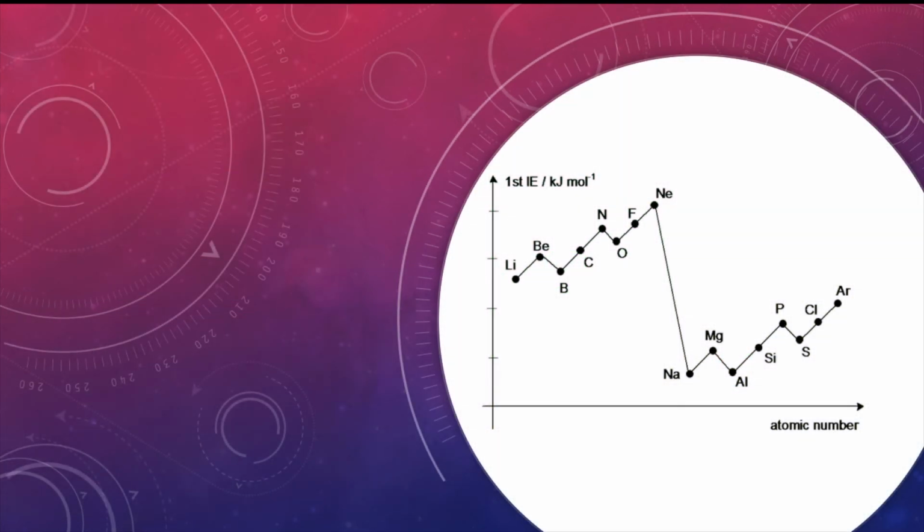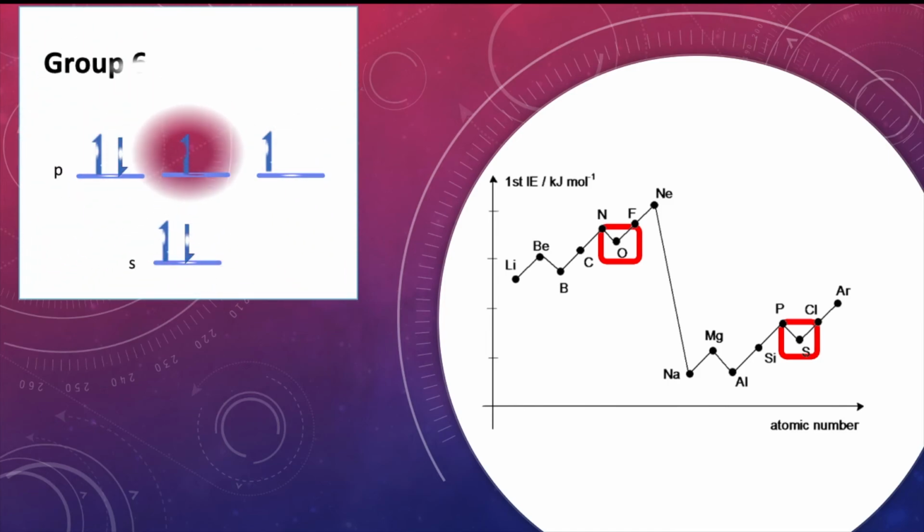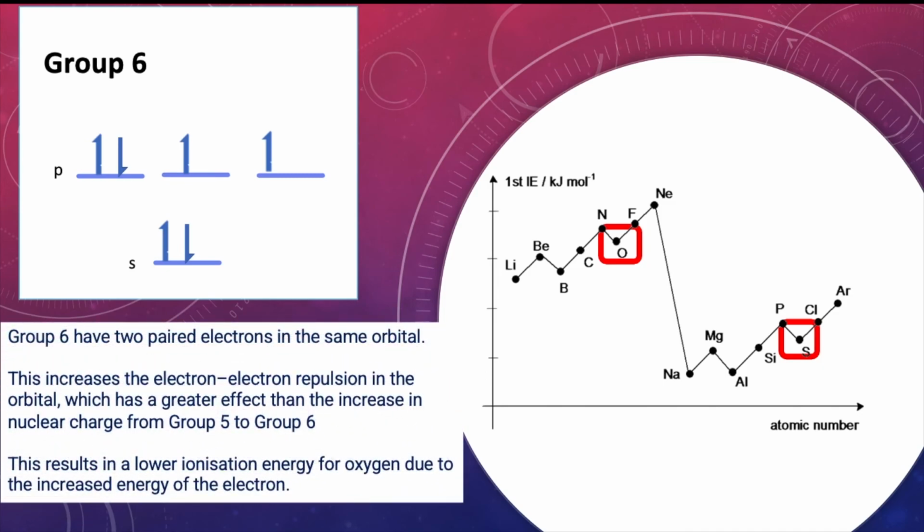How about group 6? Well, let's think of the electronic configuration of group 6. They have, for the first time, two electrons paired in a p orbital. So we have s2p4. Now those electrons that are paired up in that p orbital are going to repel each other. Again, although oxygen's got more protons than nitrogen, and therefore we'd expect the first ionization energy to be larger, it's actually lower because we've had to pair those electrons in the same orbital, and therefore they repel each other, and it's easier to remove that electron.